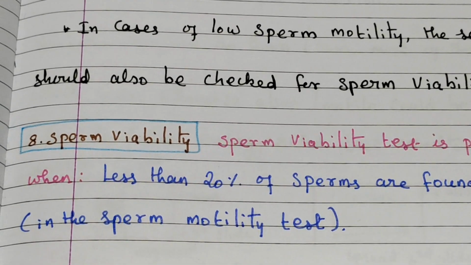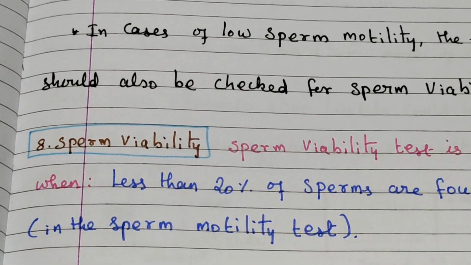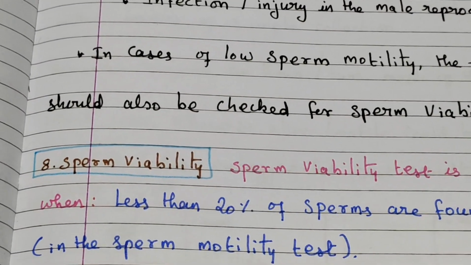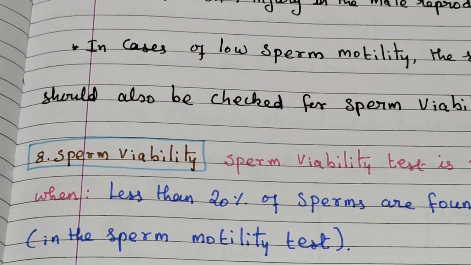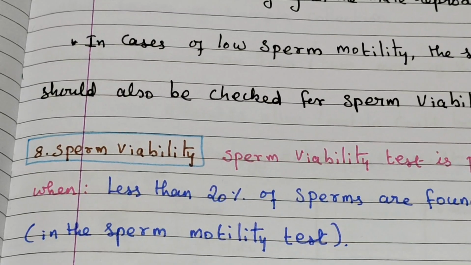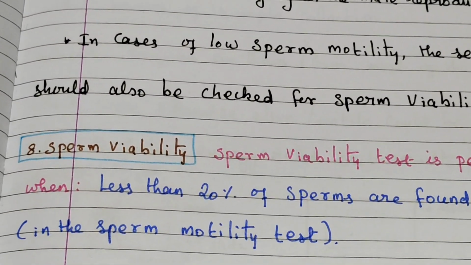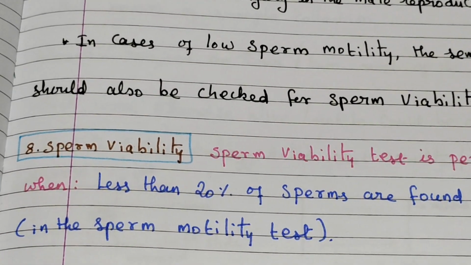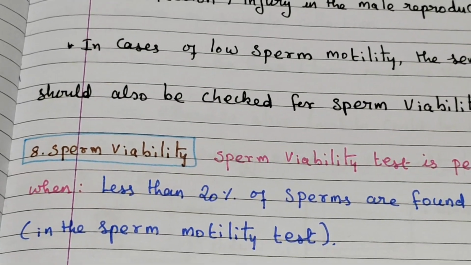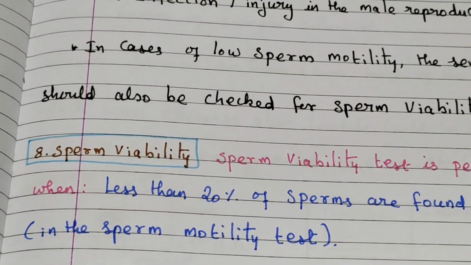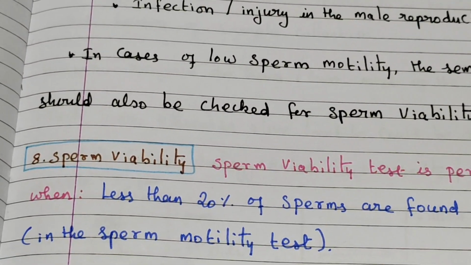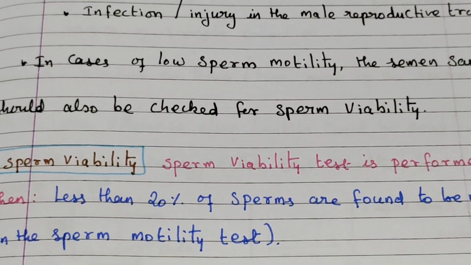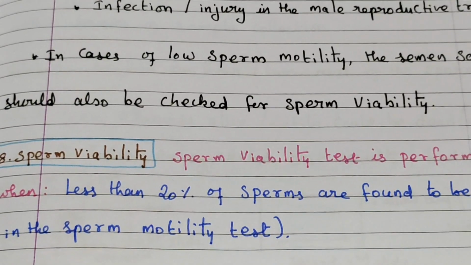Next parameter, the eighth one, is sperm viability. In the sperm motility test, if non-motile sperm are found, one has to assess what fraction of these non-motile sperm are still alive and what fraction is dead. The sperm viability test is therefore used to determine if non-motile sperm are alive or dead. This test is applicable in cases where the motility of the sperm is drastically low, that is, less than 20%.